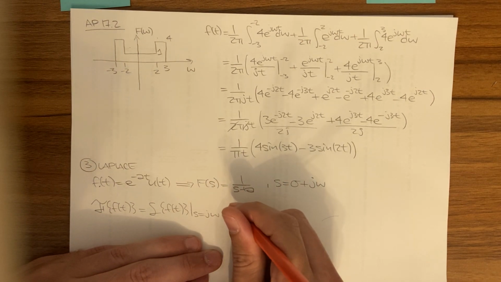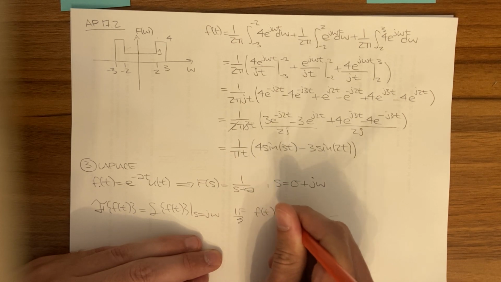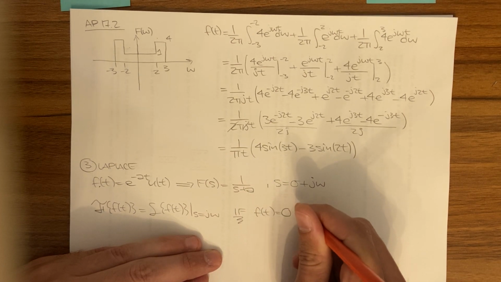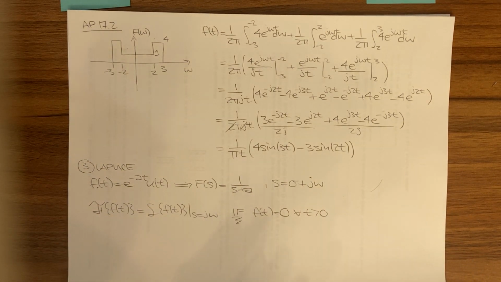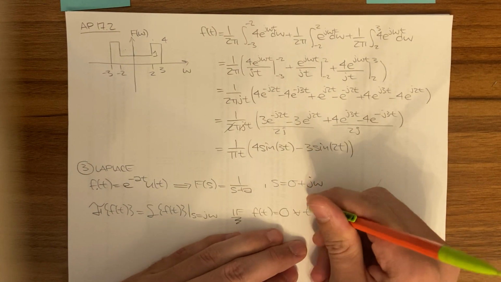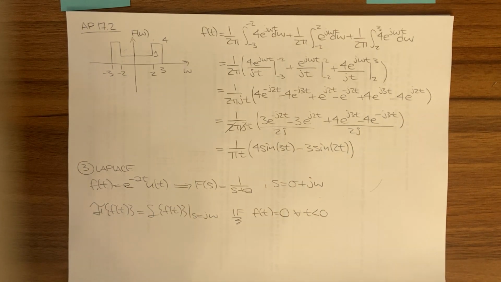Okay, but there's a big if. If f of t is equal to 0 for all t less than 0. That's a big deal. So essentially, this only works if the function we're taking the Fourier transform of is 0 where t is negative.